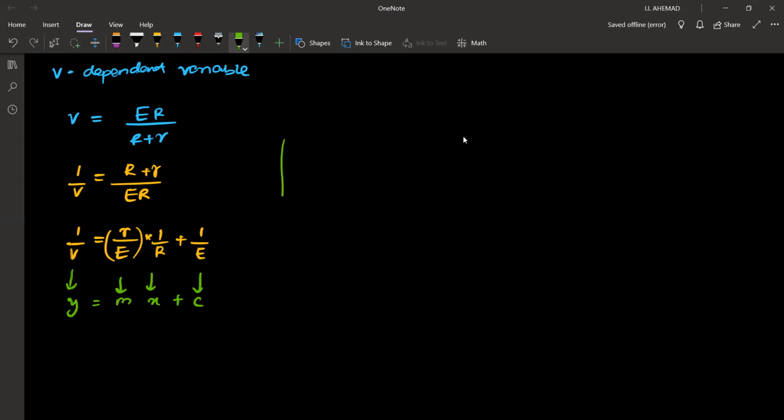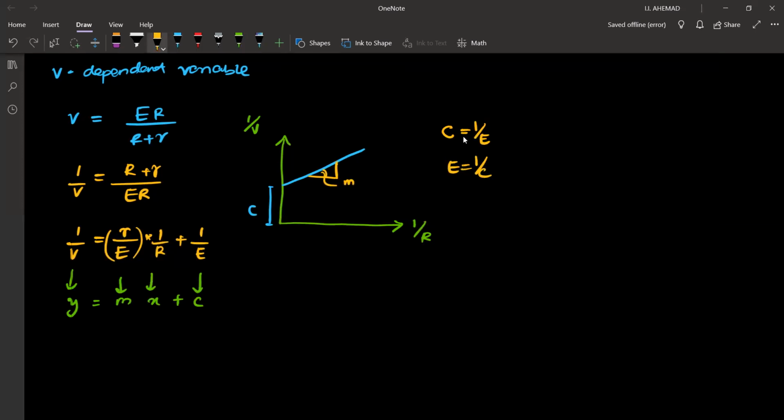So if you obtain the readings for R and V and plot 1 over R versus 1 over V, we obtain a y equals mx plus c graph. From that, we will be measuring the intercept and the gradient. We'll be measuring both of them. The intercept is equal to 1 over E, then E is equal to 1 over C.